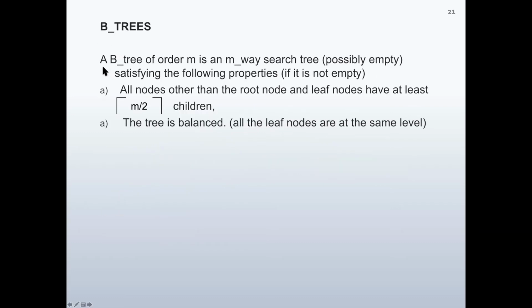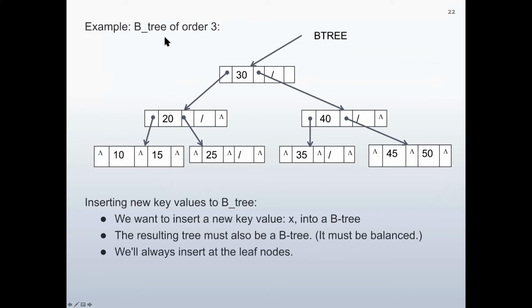Now we will cover B-trees, which are a special case of the n-way search tree. A B-tree of order m is an n-way search tree, possibly empty, satisfying the following properties if it is not empty. All nodes other than the root node and leaf nodes have at least ceiling of m over 2 children. The tree is balanced, that is, all leaf nodes are at the same level. An example of a B-tree of order three is given here.